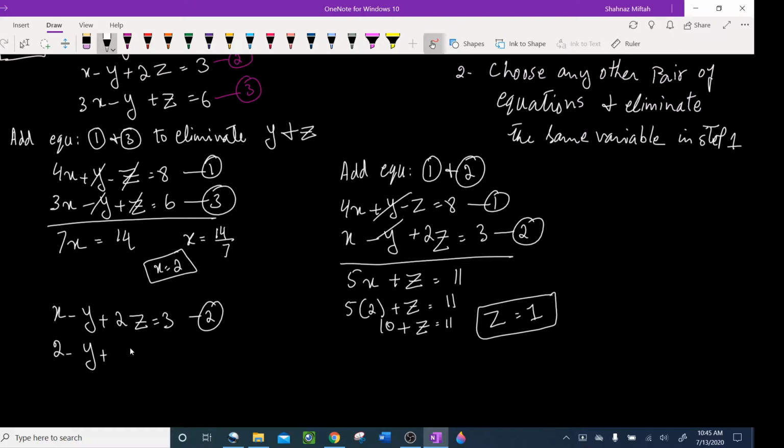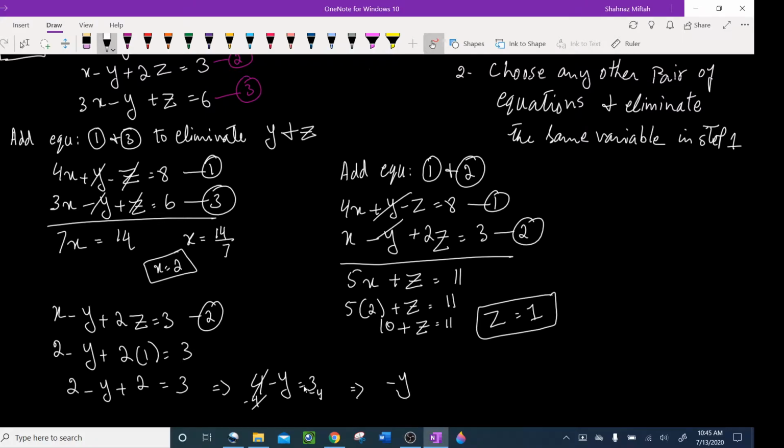Y, we don't have it. Z is 1, equal 3. So this is going to give me 2 minus y plus 2 equal 3. And 2 plus 2 is 4, minus y equal 3. You subtract 4 from both sides because I have to get that y.